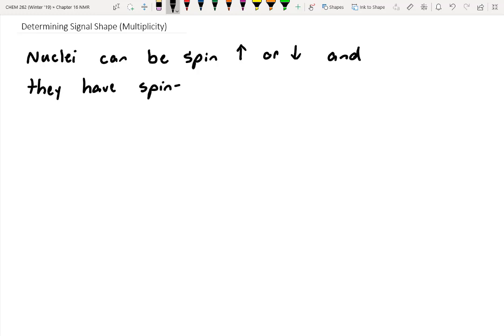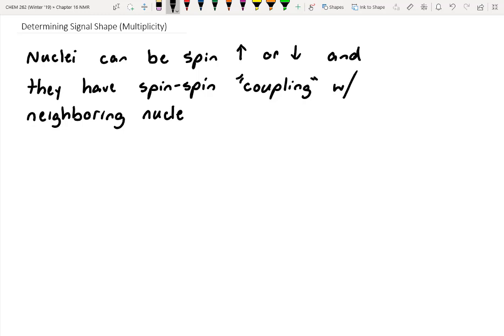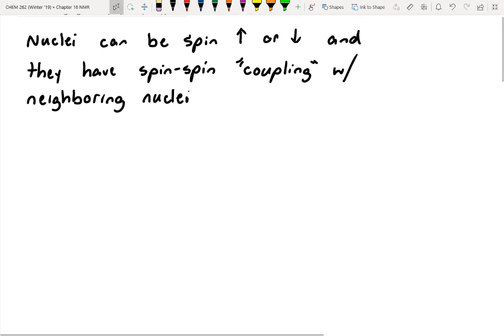And they can have spin-spin coupling. And I'll describe what coupling is, with neighboring nuclei. That essentially means that one nuclei, if it's close to another nuclei of the right type, can actually feel that nuclei in space. It's kind of cool. All right, so let's take a look at this, and I'll kind of explain it in really loose terms.